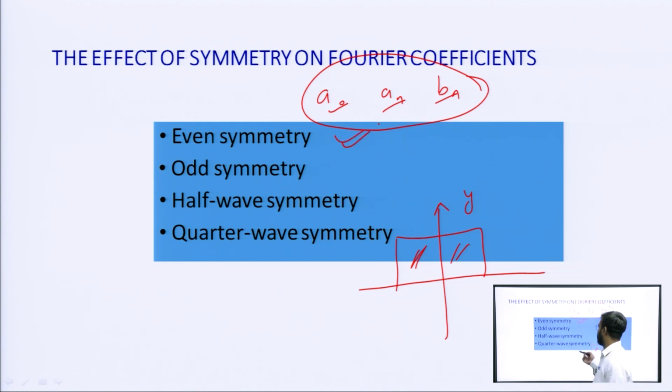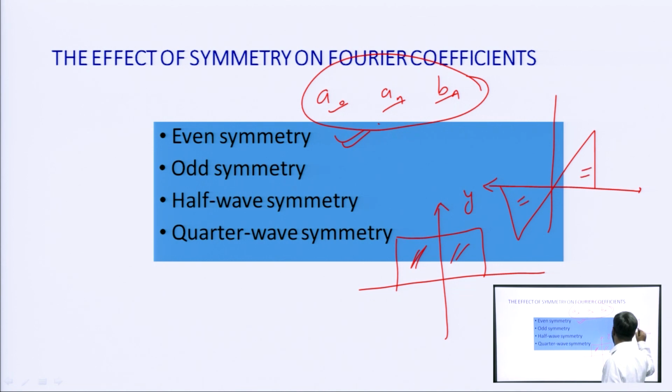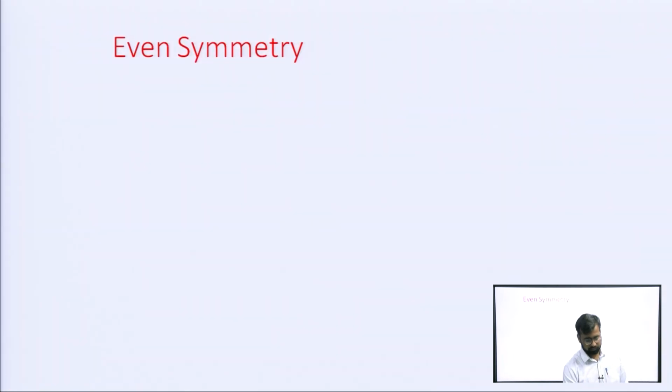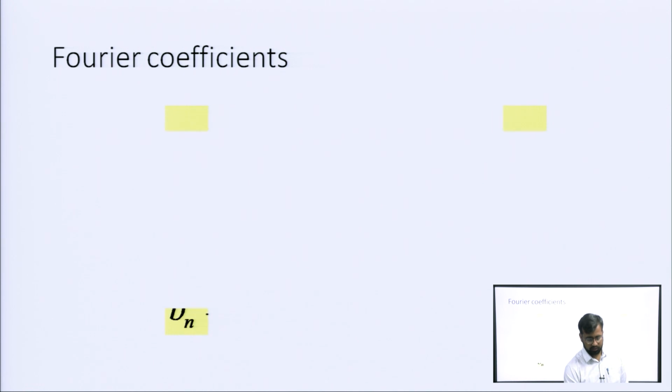Again, any signal or function which is symmetric around the origin, as we have just seen, is called an odd signal. Here we will see two extra symmetricities, that is half wave and quarter wave. What is half wave symmetricity and what is quarter wave symmetricity? Okay. So, this we have already seen.